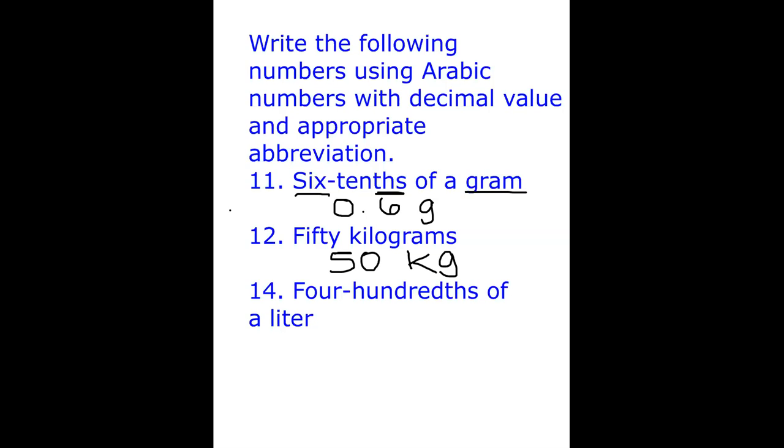4/100 of a liter. So again, it has that "ths", and so we have 4, and that would be in the hundredths place. Starting with our 0 decimal, this first 0 is in the tenths, and the next number is the hundredths place. So that's where we're going to put the 4. And then our abbreviation would be liter, so L, capital L. Okay.